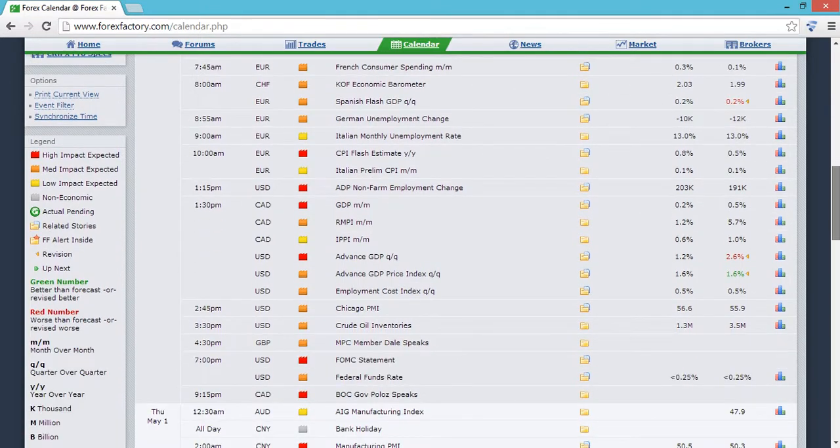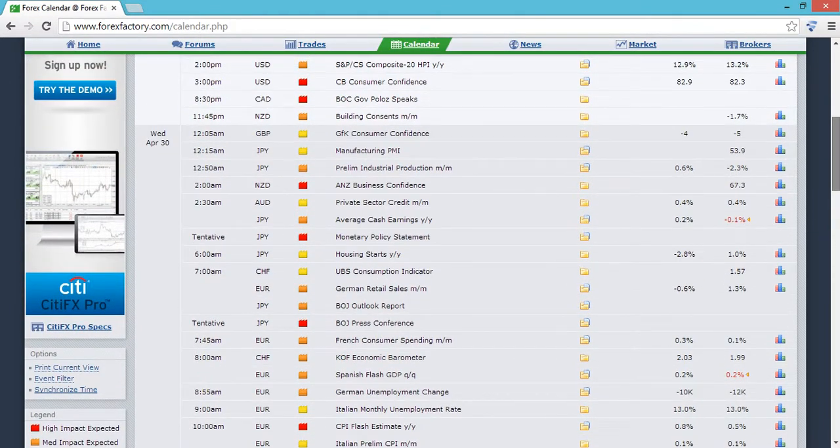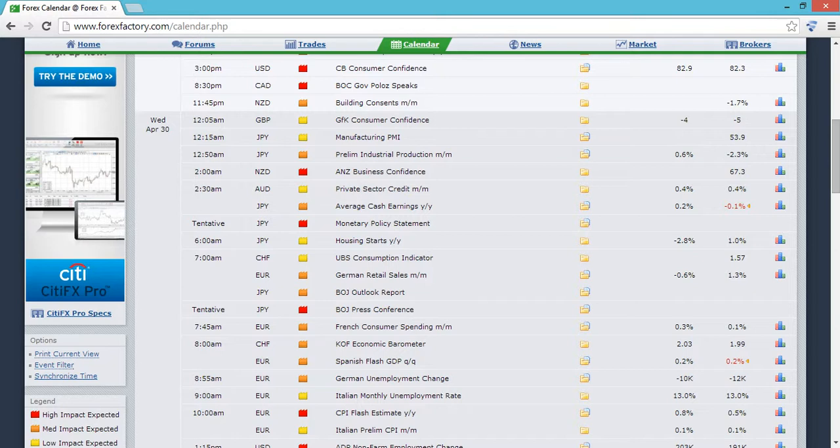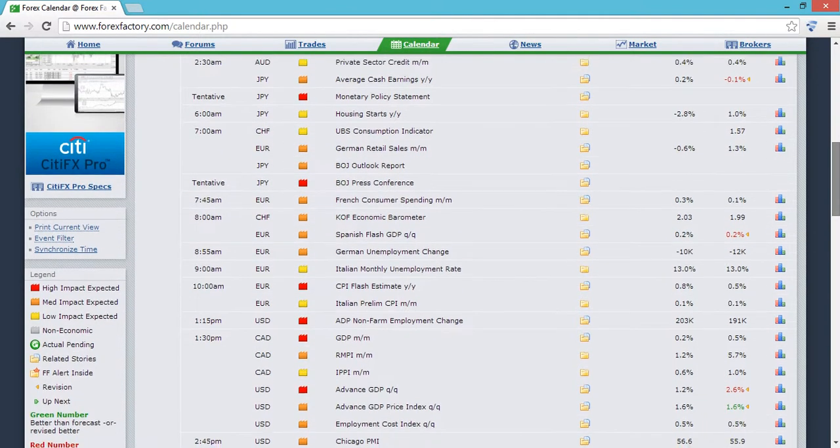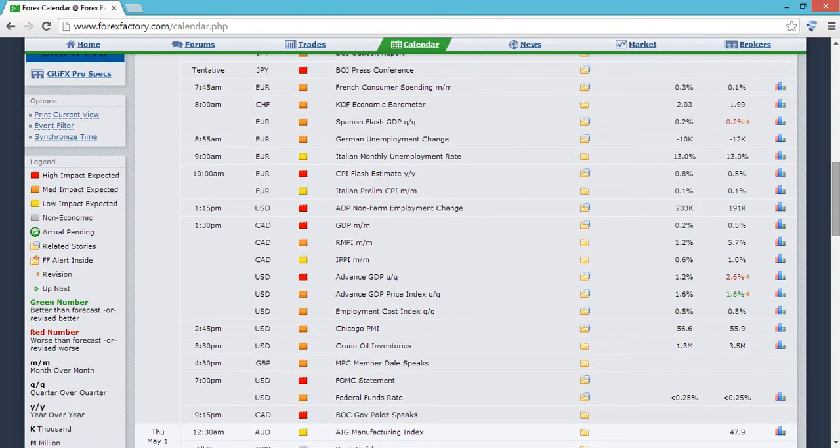On Wednesday, quite a bit of data out. Let's just focus on the high impact stuff, otherwise we'll be here all day. Overnight, for anyone who trades the Kiwi, the ANZ business confidence, tentative throughout the night. We've got the monetary policy statement out from Japan, and the BOJ press conference as well. At 10 AM GMT, we have from the Eurozone the CPI flash estimate year-on-year number. We're expecting a beat on the previous there at 0.8%.